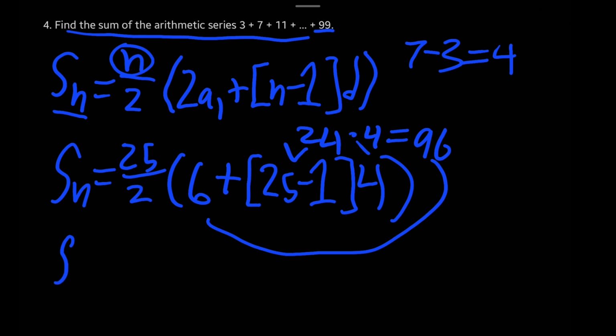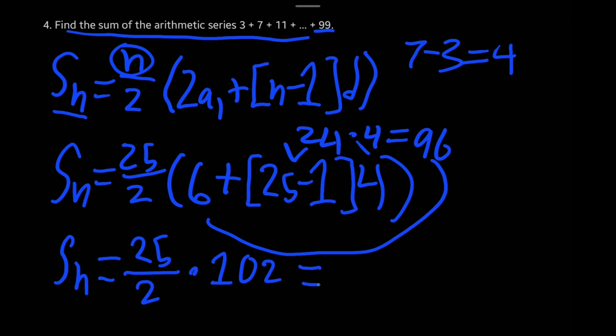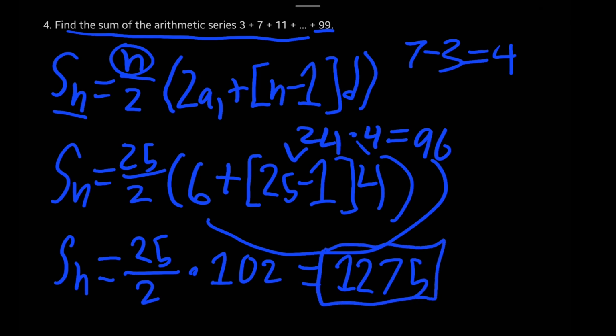This is quite messy actually. So 25 over 2 times 102, and calculating this, we would end up with 1275. This is the sum from 3 to 99 with a common difference of 4.